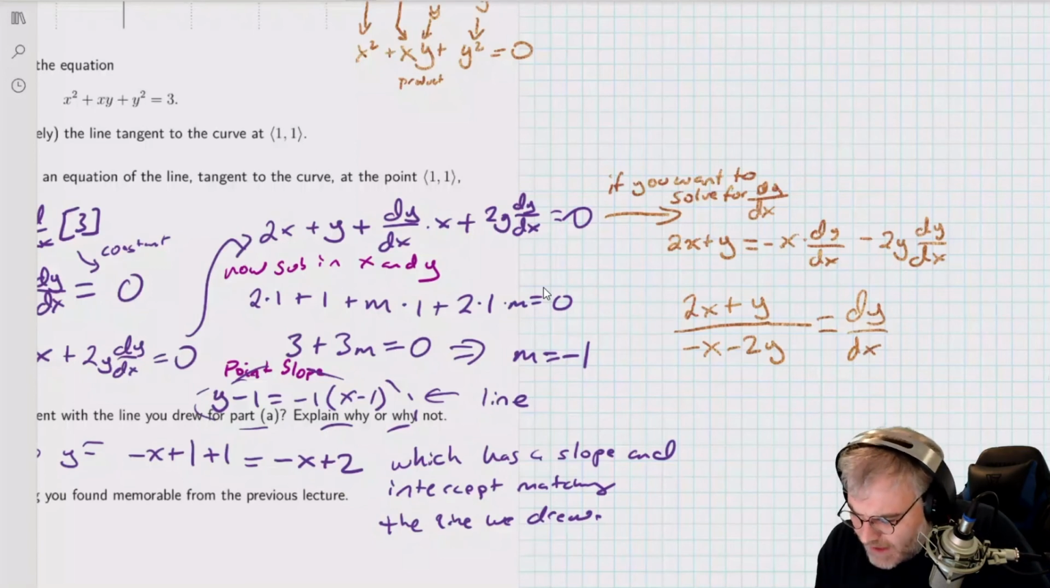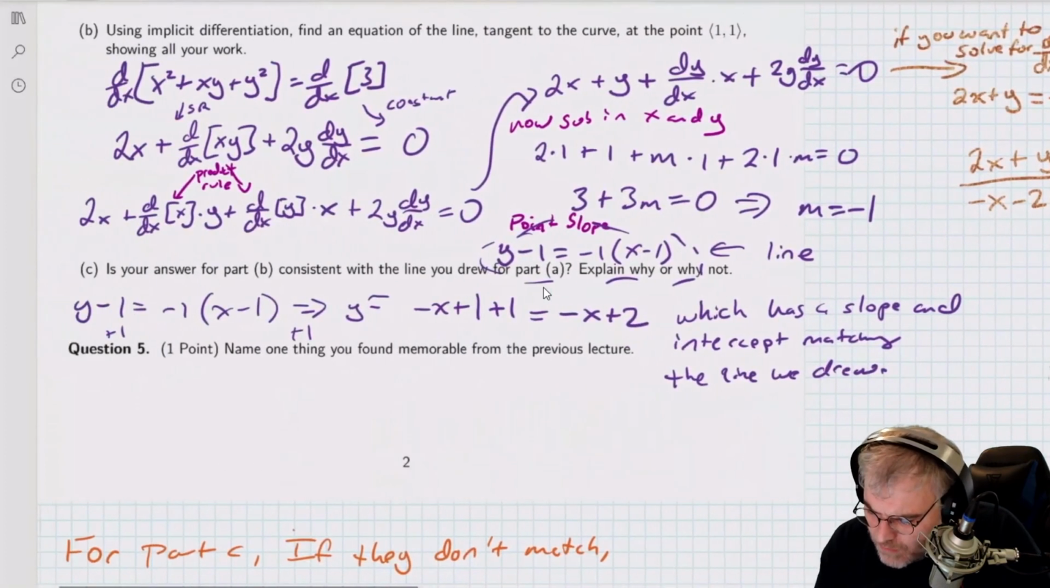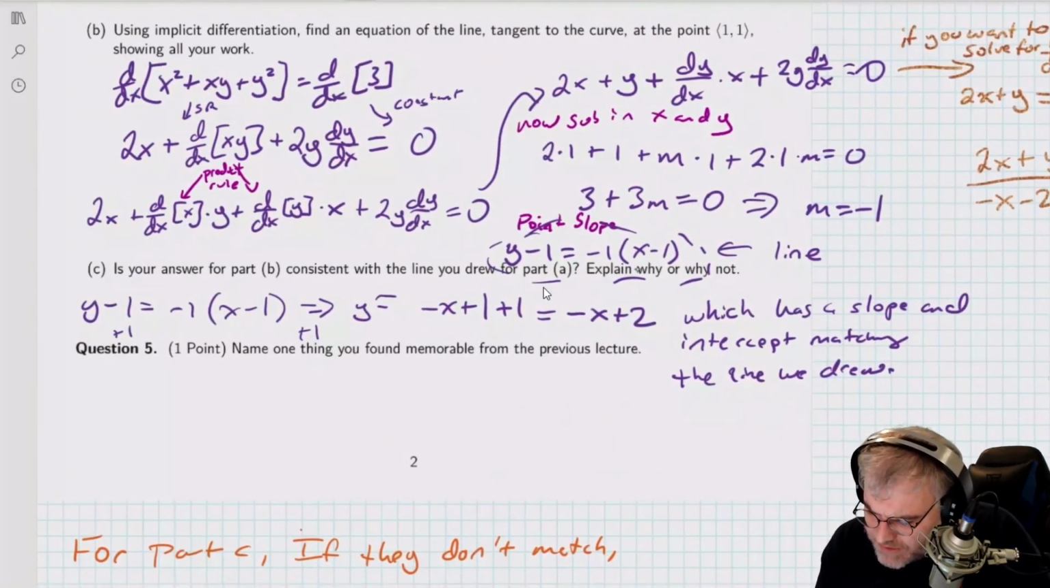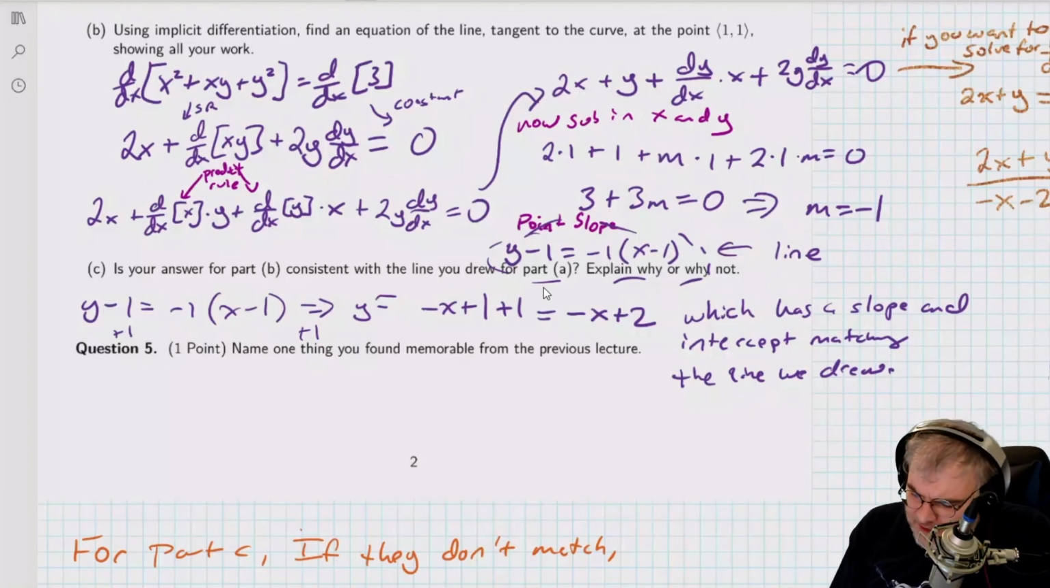I don't have to, but what I end up doing is I sub in my x and y, which were both 1, and I wind up with 3 over negative 3. I wind up with negative 1. So my point slope formula for my y is going to be y minus 1 equals negative 1 times x minus 1. And that's the slope of my line. And then I ask the question, is my answer in part B consistent with what I drew in part A? And I say yes, it has the same slope. It has an intercept matching. Just saying the same slope is enough.